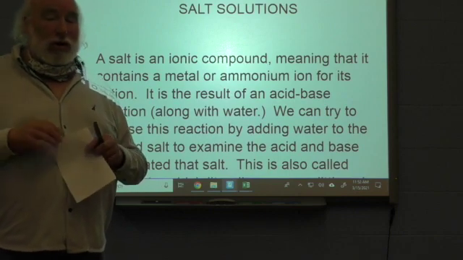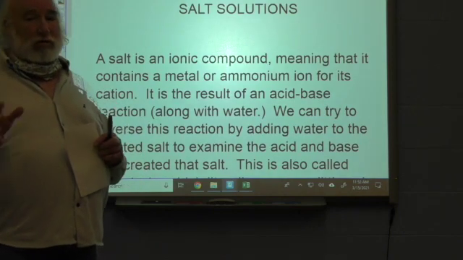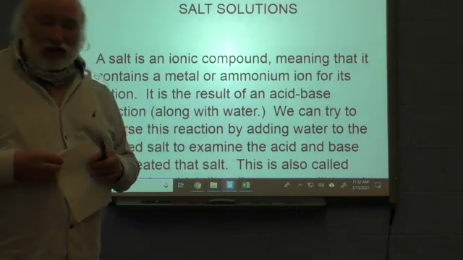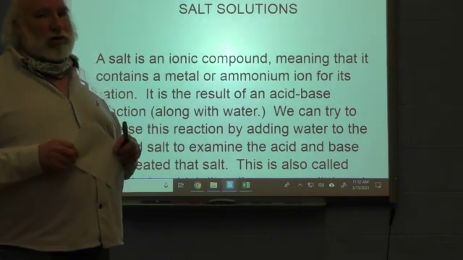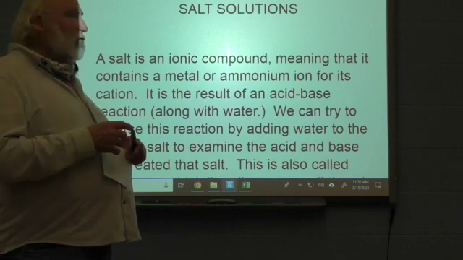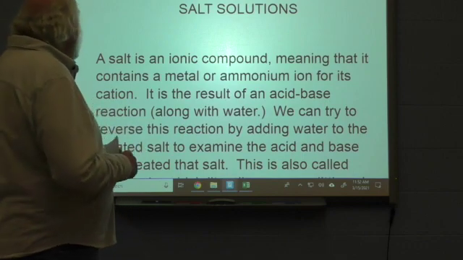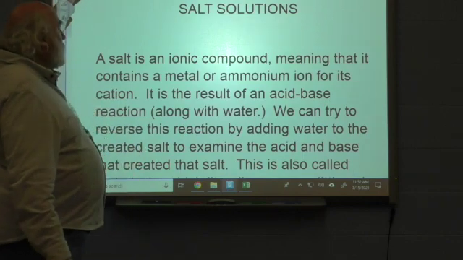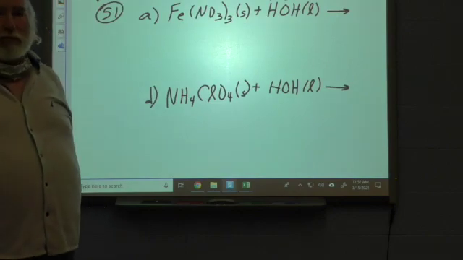The pH of that solution will be 7. There'll be no excess acidic or basic ions. Most salts will not do that. Just a handful will do that. So we're going to start off looking at that with a couple of practice problems.